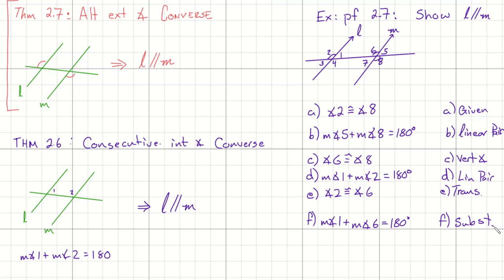They're consecutive interiors. And we have a postulate and a converse of the postulate that says if the consecutive interior angles are supplementary, then what must have been true about these lines? They're parallel. Did we just show that consecutive interior angles right here are supplementary? Yes. So what do we conclude? That L and M are parallel. L is parallel to M.